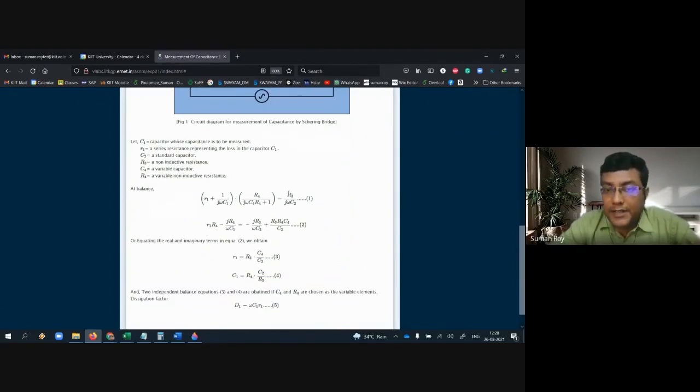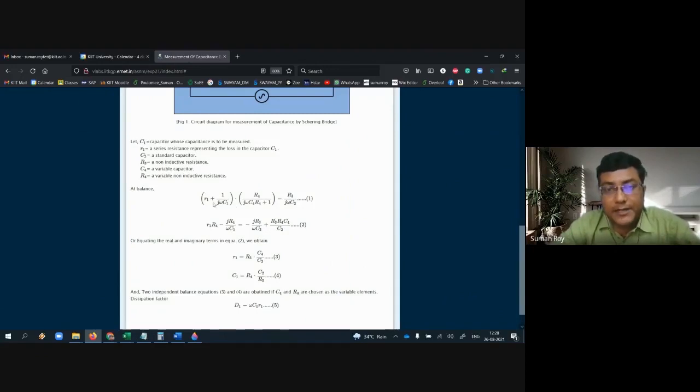So now you can see here we can also write it like minus j R3 omega by C2, correct? So there is no real part, only imaginary term is there. In this right hand side of this expression, it can be written as minus j R3 by omega C2, which is the imaginary part, right?